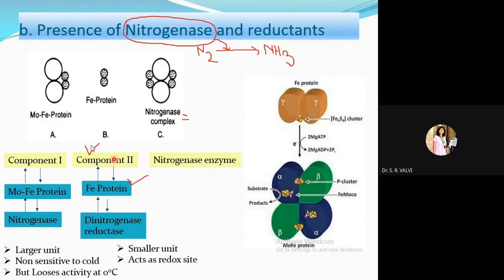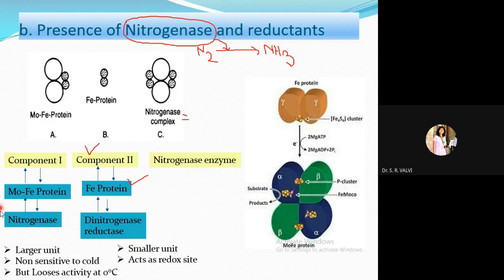So always remember component 1 is the largest unit of the nitrogenase enzyme. A question may arise: which is the largest unit of the nitrogenase enzyme? Here the largest unit is component 1, or molybdoferroprotein, or nitrogenase, whereas the smallest unit is this Fe protein, or dinitrogenase reductase.